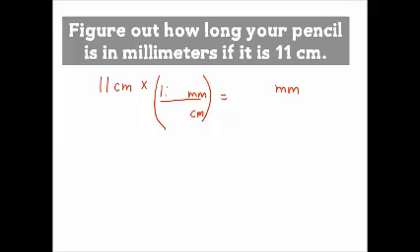So how many millimeters are in my base unit? 1,000. How many centimeters are in my base unit? 100. Again, I can cheat and cross out zeros on top and bottom, and I end up with 11 times 10 basically. My centimeters top and bottom cancel out, and I get 110 millimeters. Hopefully you were able to get that answer.